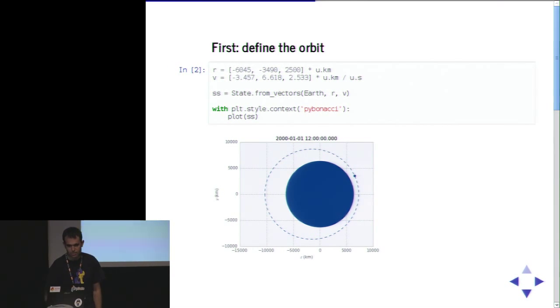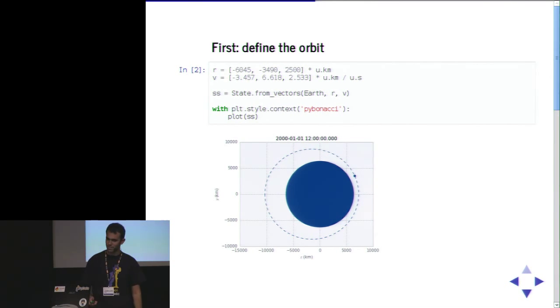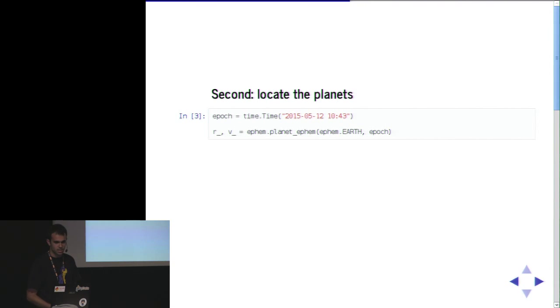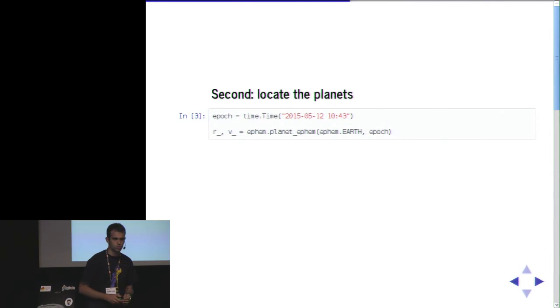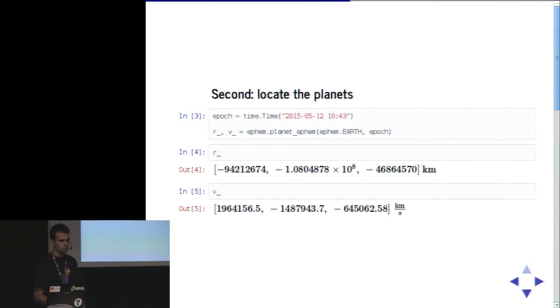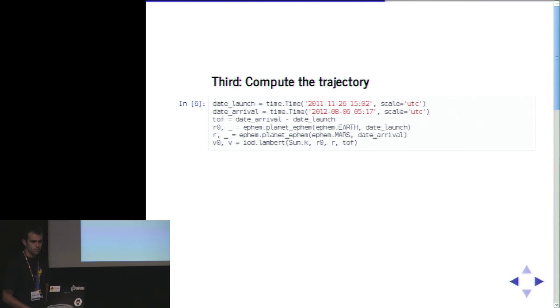So we will have a function to plot the orbit. Second, we have to locate the planets in the solar system, and that was what the NASA files were for. I give the time, also an AstroPy time, and I call this function to retrieve the position and velocity of the Earth, in this case with respect to the center of the solar system. So I already have the position and the velocity.